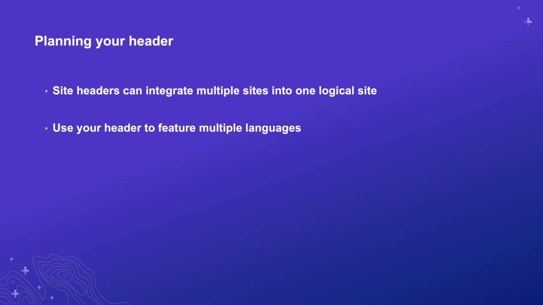You can also use your header to feature multiple languages. This is where you write an exact replica of the site in each language that you want, and then in the header have consistent links to those different language sites. This can be a useful way to translate your site's content into multiple languages.